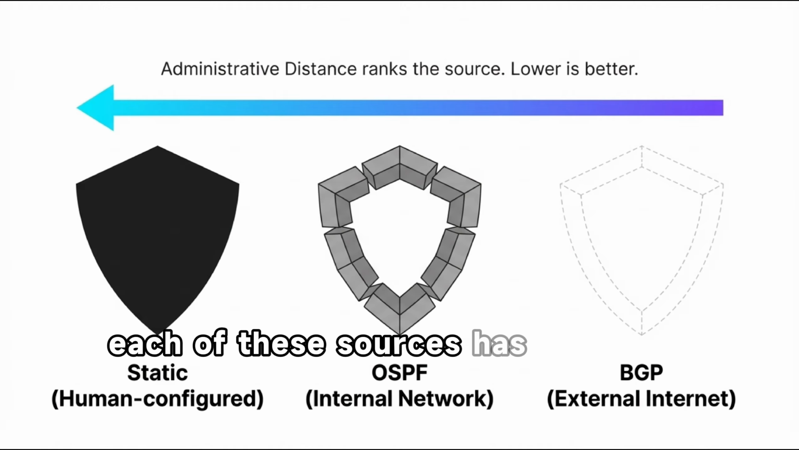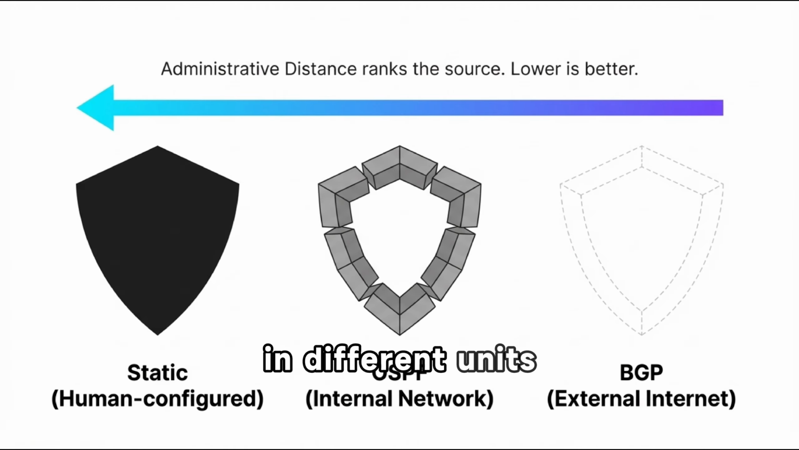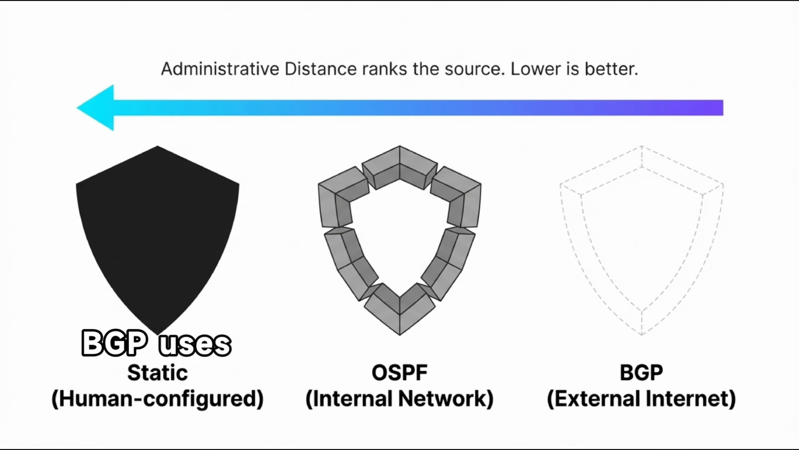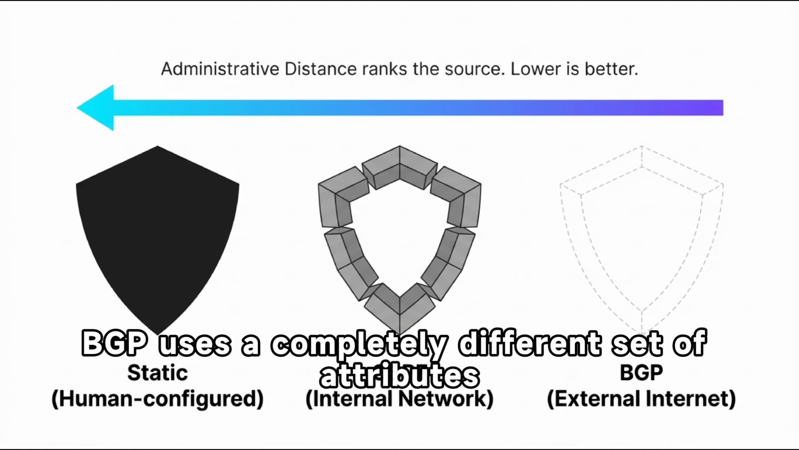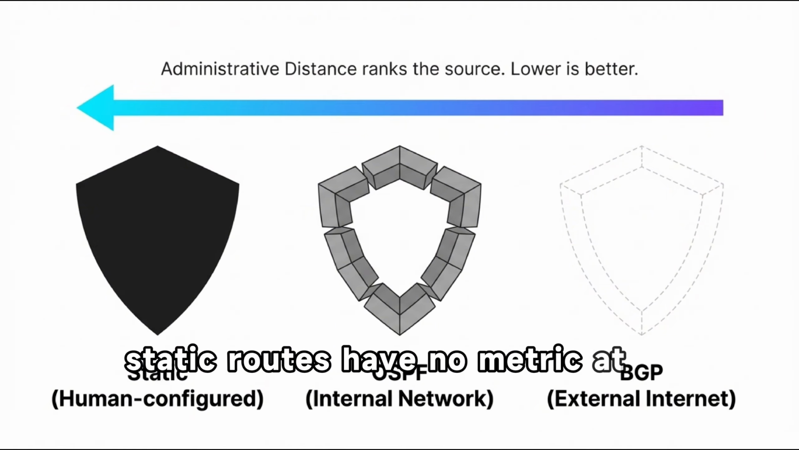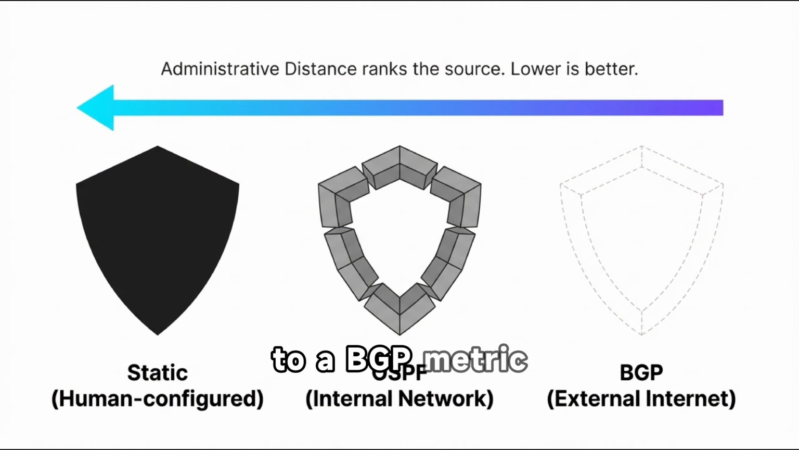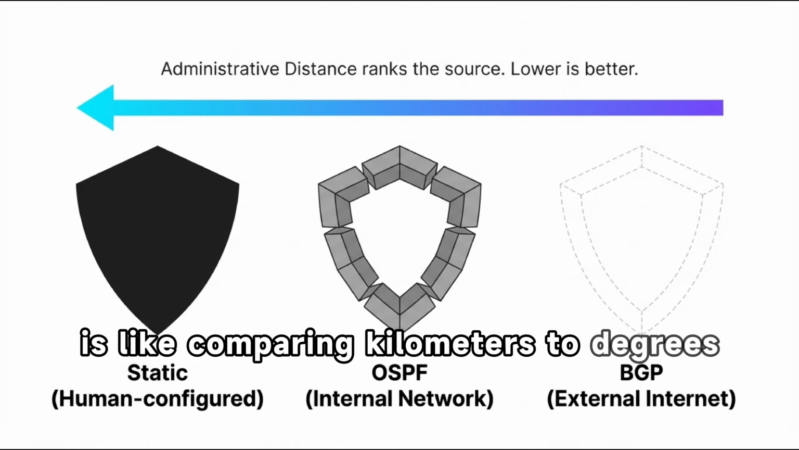Each of these sources has different metrics in different units. OSPF costs are measured one way. BGP uses a completely different set of attributes. Static routes have no metric at all. Comparing an OSPF cost of 20 to a BGP metric is like comparing kilometers to degrees Fahrenheit.